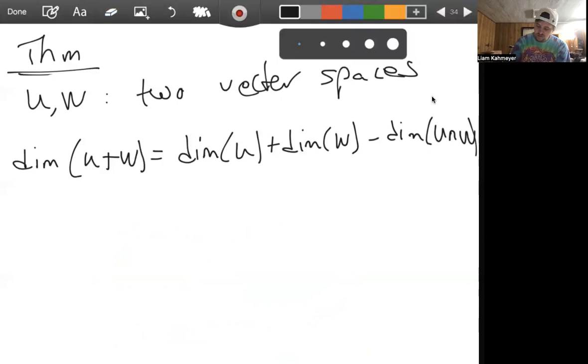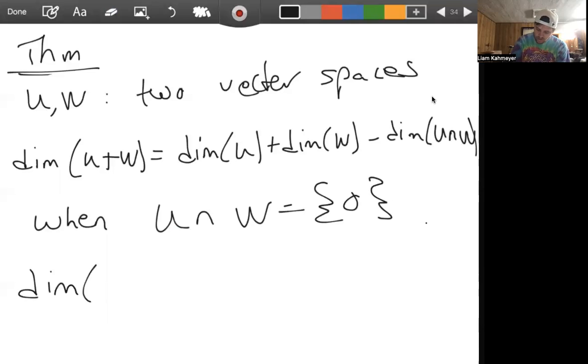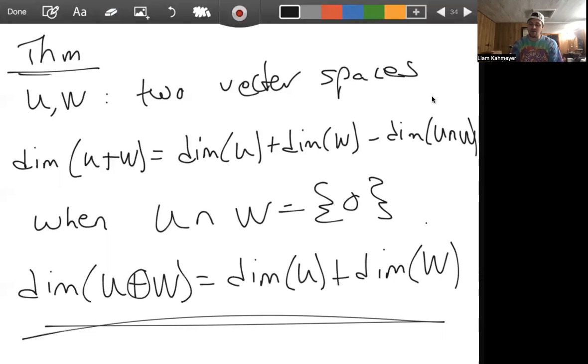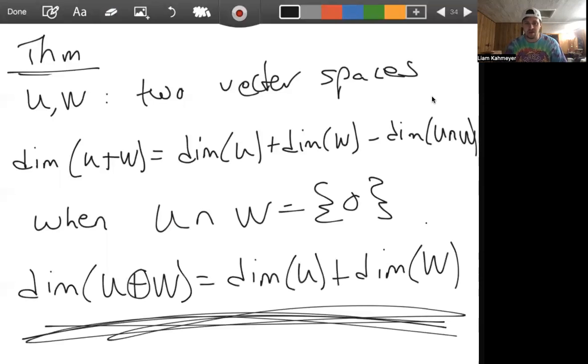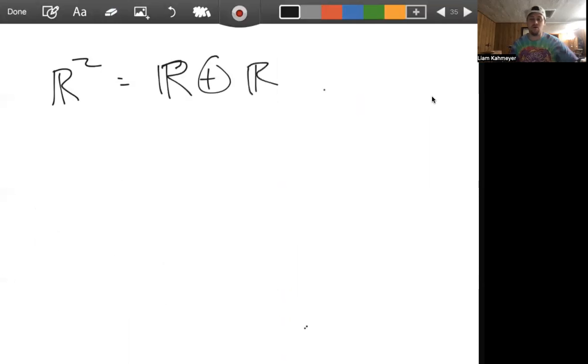So that means when U intersect W is just the origin, we have that the dimension of the direct sum is equal to just the dimension of U plus the dimension of W. And this is why we care so heavily about direct sum spaces, right? For example, you would say R2 is equal to the direct sum of R and R. You get this dimension counting that behaves in a way that you would want it to.